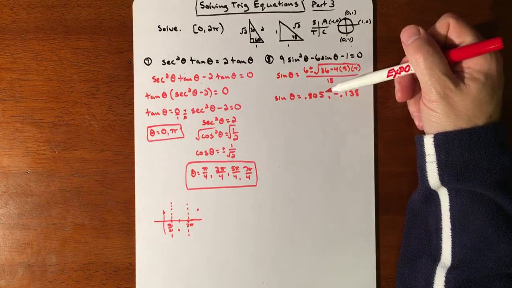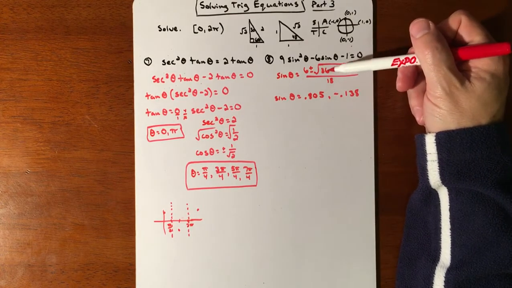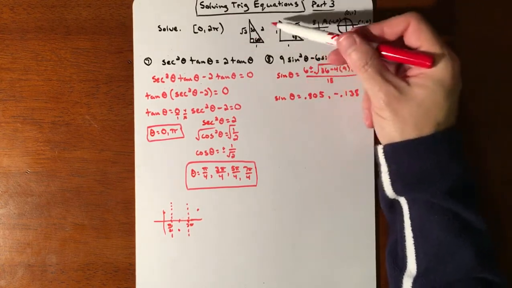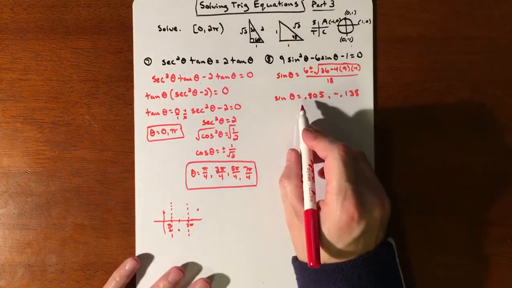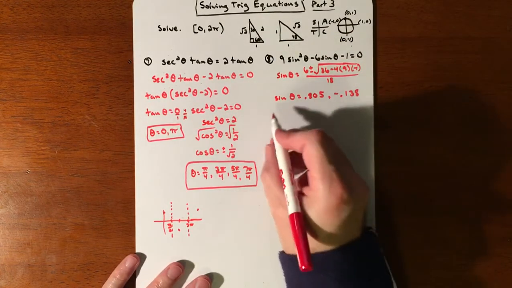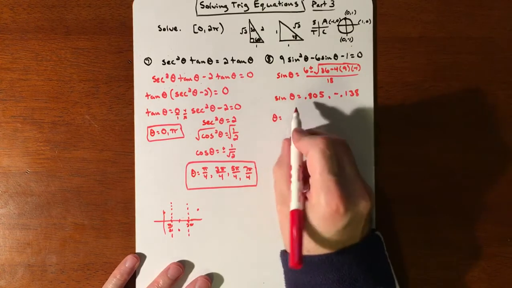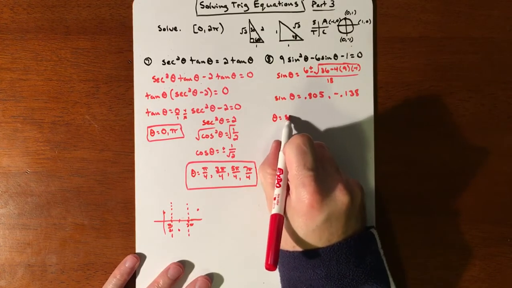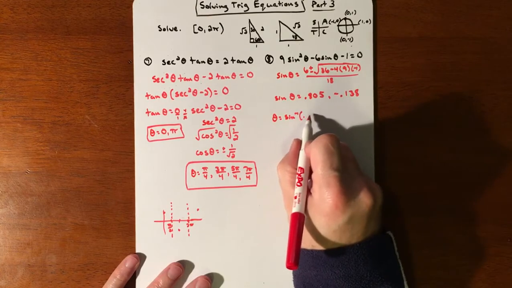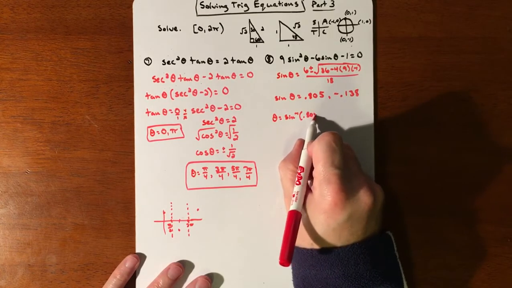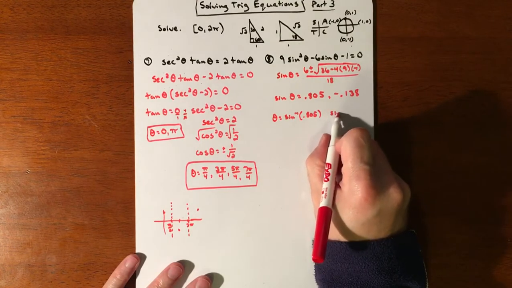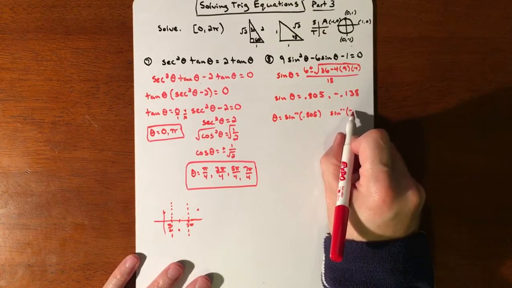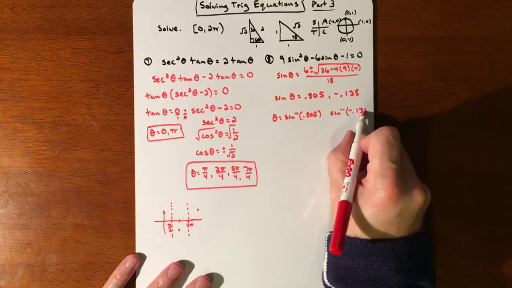It doesn't happen very often, but it definitely does happen, and it's just the fact that this doesn't factor into any of these values that we're used to. So we're looking to solve two different things. Theta is, we are going to be plugging 0.805 into the calculator, and we're going to be plugging in inverse sine of negative 0.138.